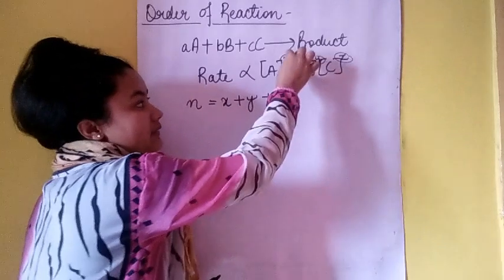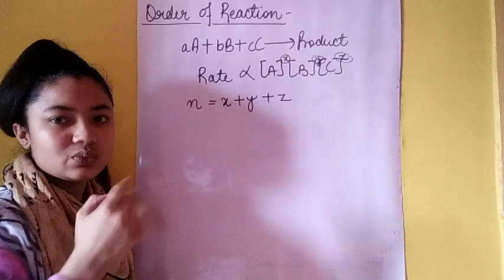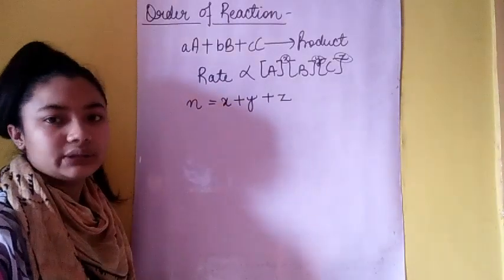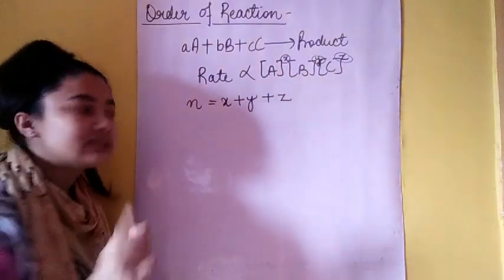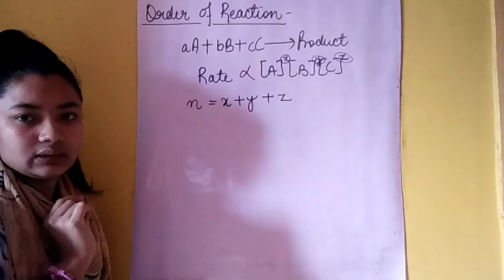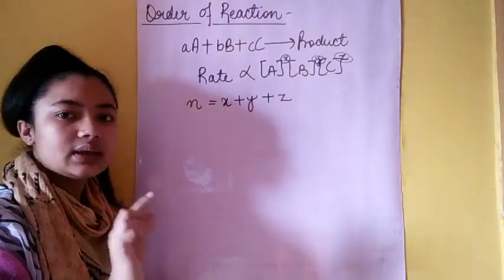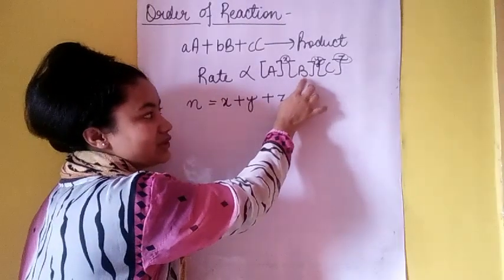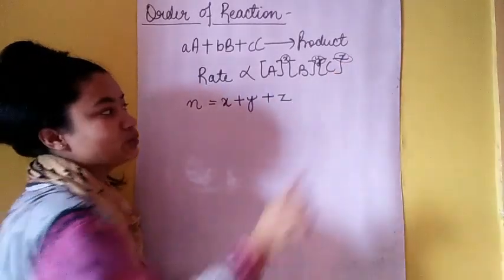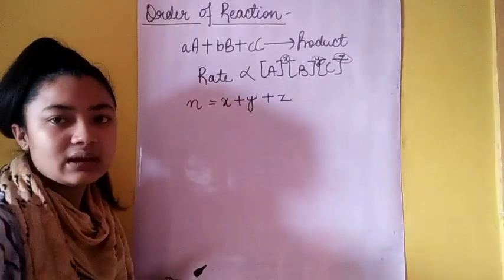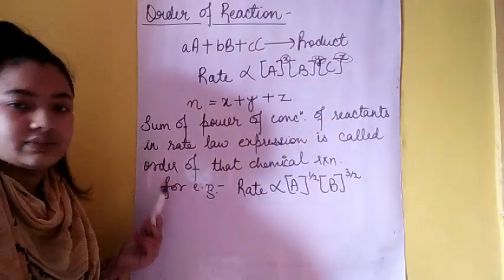Now suppose we take only one of the power. Suppose I am talking about the power of A only. So what is it? So it is also the order, but not of the reaction. It is order with respect to concentration of A only, right? If we are talking about Y, then it is order with respect to concentration of B only, and Z is the order with respect to the concentration of C only, right? So now order of reaction, this is the definition, right?